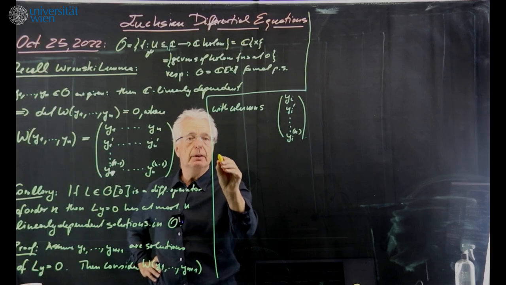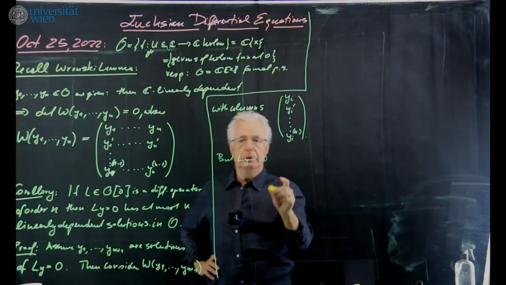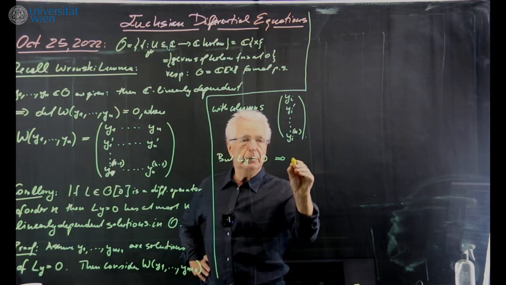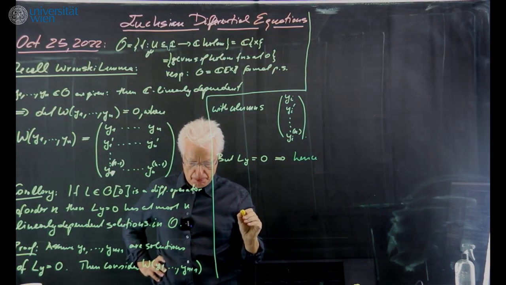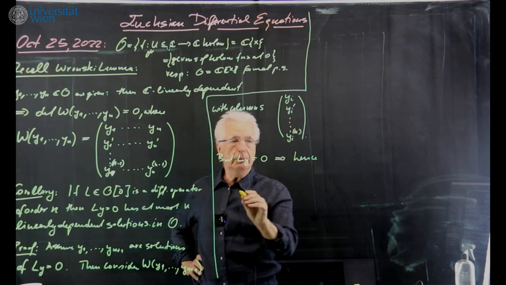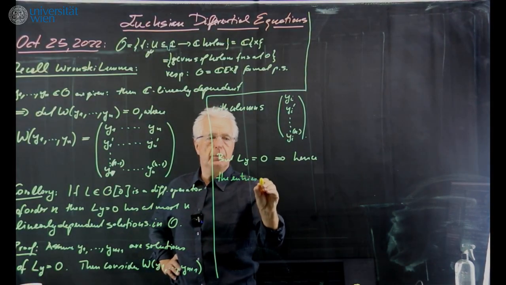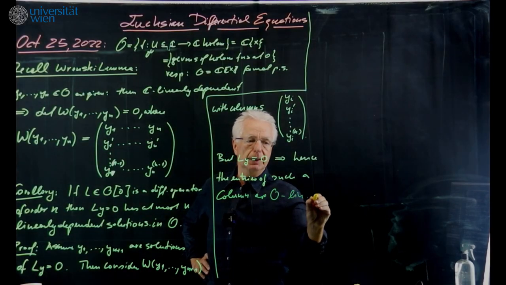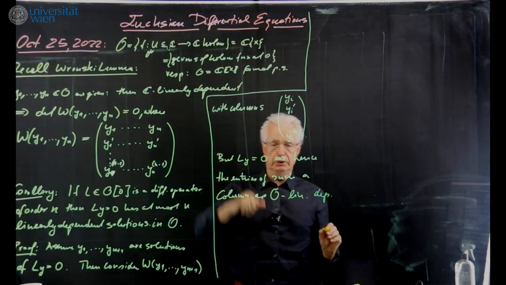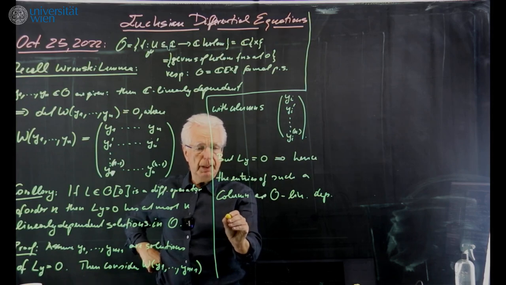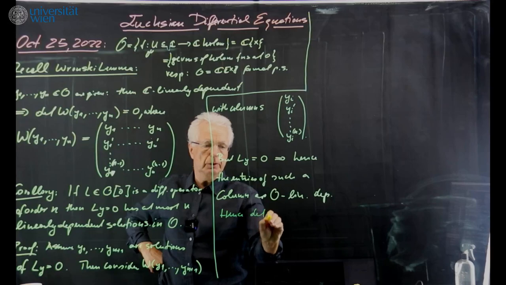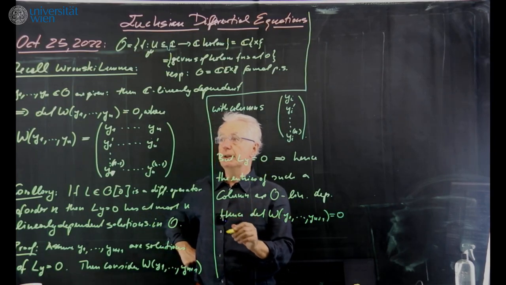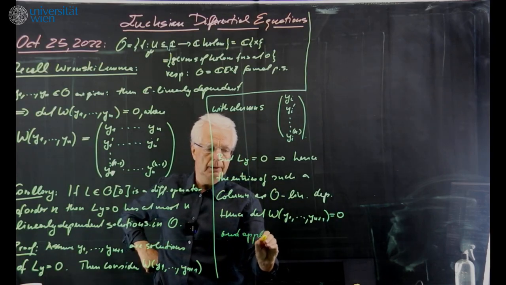Now we know that Ly equals 0, which implies that they are all linearly dependent. Hence the entries of such a column are all linearly dependent because the coefficients of L are in O. So this implies that the determinant of W of y1, ..., yn plus 1 is 0. And now you can apply the lemma.